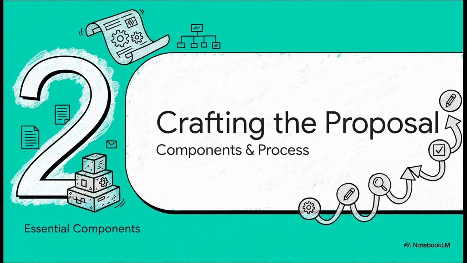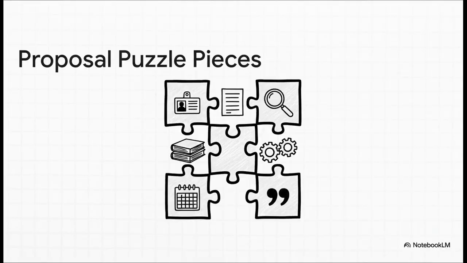Okay, so we get what it is, but how do you actually craft this thing? Well, it really boils down to two key parts: understanding all the components, and then just following a clear, step-by-step process. Now, don't just see these as a boring list of sections. Think of them like puzzle pieces, and they all have to lock together perfectly. Your problem statement points out a specific gap in what we know. The literature review then proves that gap really exists by showing what everyone else has already done. And then, boom, your methodology gives the exact tools you're going to use to fill that gap. See how each piece justifies the next one? It has to create a complete, convincing picture.